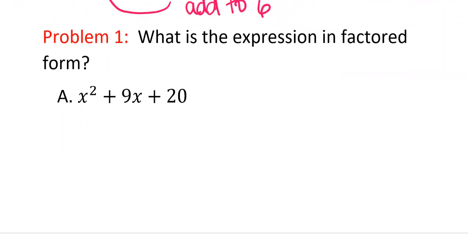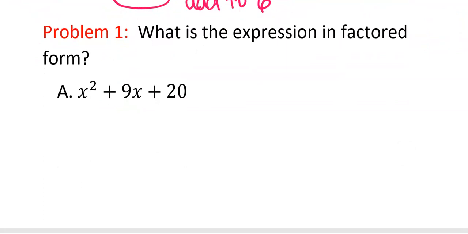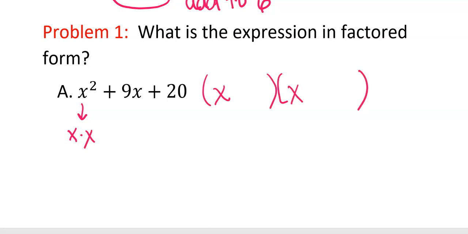Okay, so what is the expression in factored form? Again, this one is just a 1, so the x² breaks down into x times x. One of the x's goes in the first set of parentheses, the other goes in the second one. Now, do we need factors of 9 that add up to 20, or factors of 20 that add up to 9?